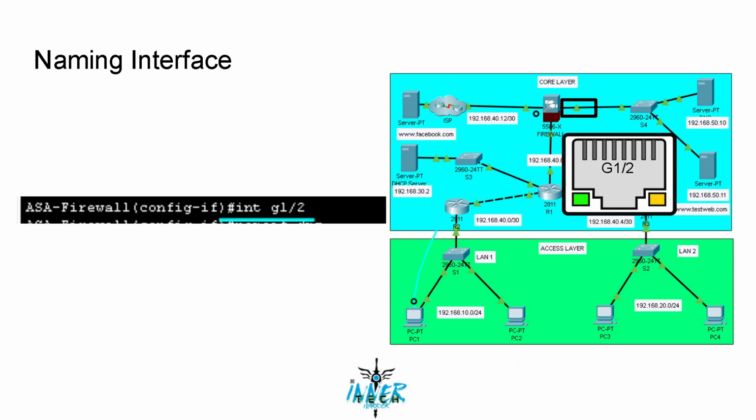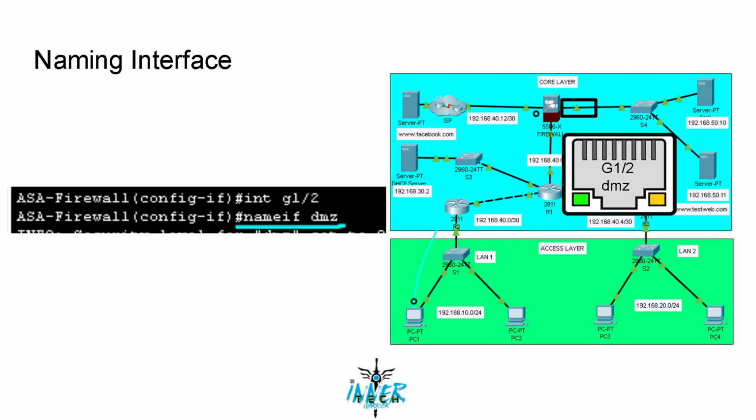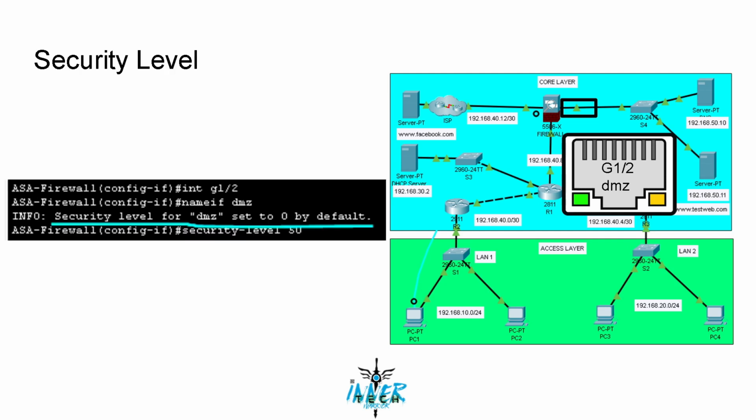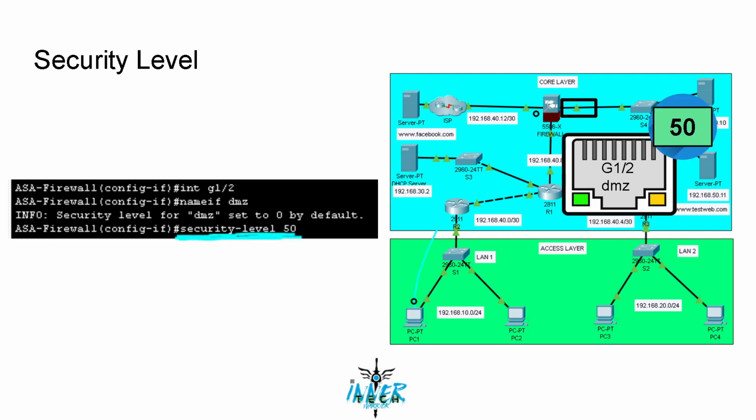Now let's do interface G1/2, which we know is the DMZ interface. So let's name the interface DMZ with the nameif DMZ command. The firewall tells us that the default was set to 0, which is the least trusted area. But we know the DMZ is halfway between the trusted and untrusted zones, so we'll give it security level 50.